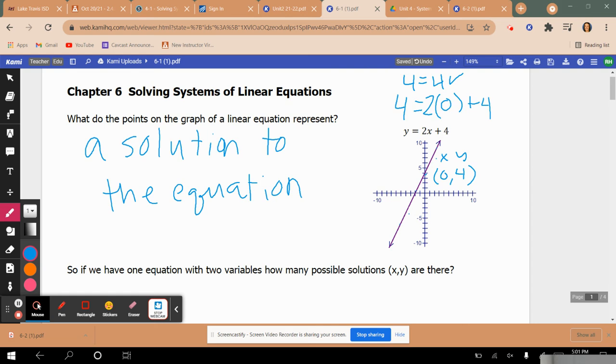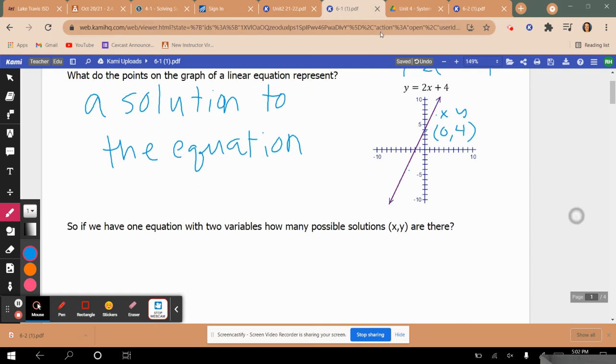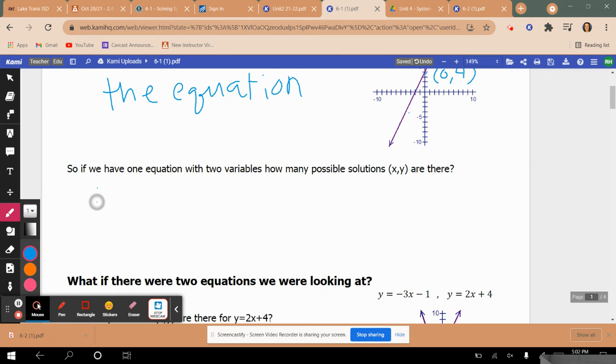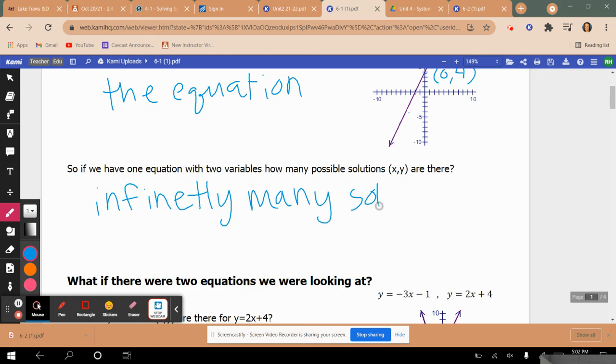So if we have one equation with two variables, how many possible solutions xy are there? How many possible xy's do we have in the problem right above? Well, I already labeled 5 or 6. So yes, there would be infinitely many solutions, which are x comma y.